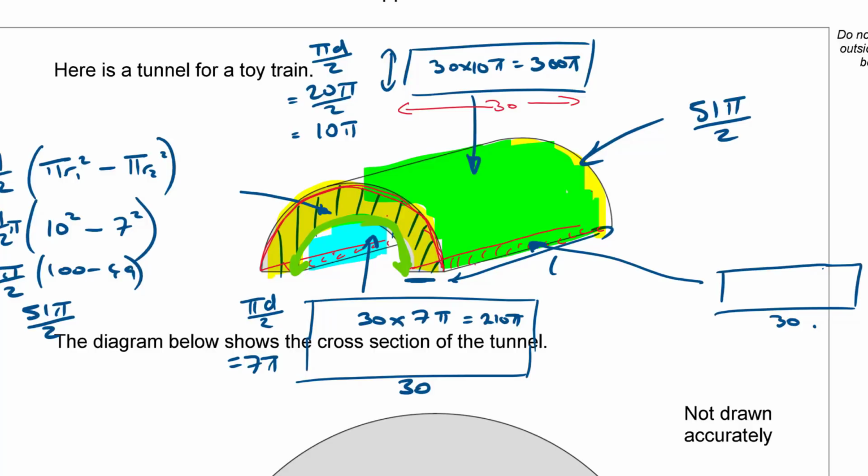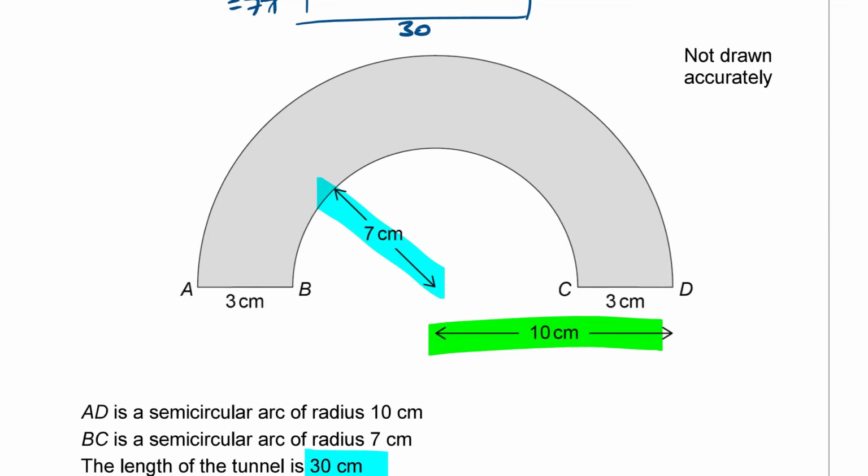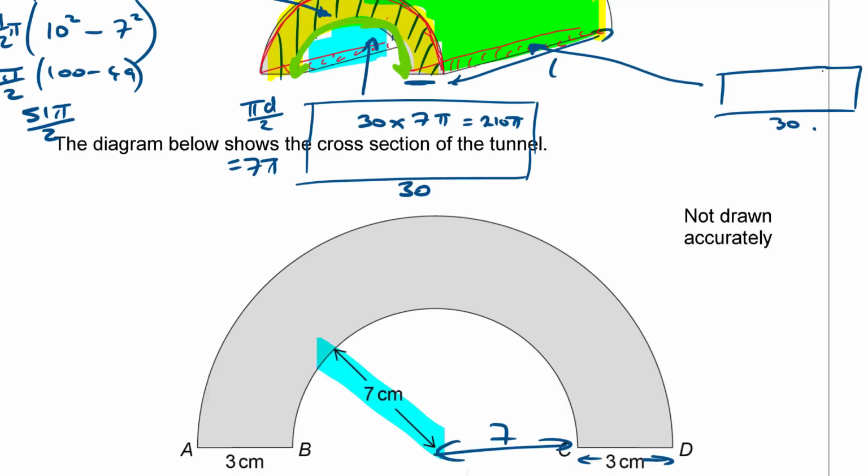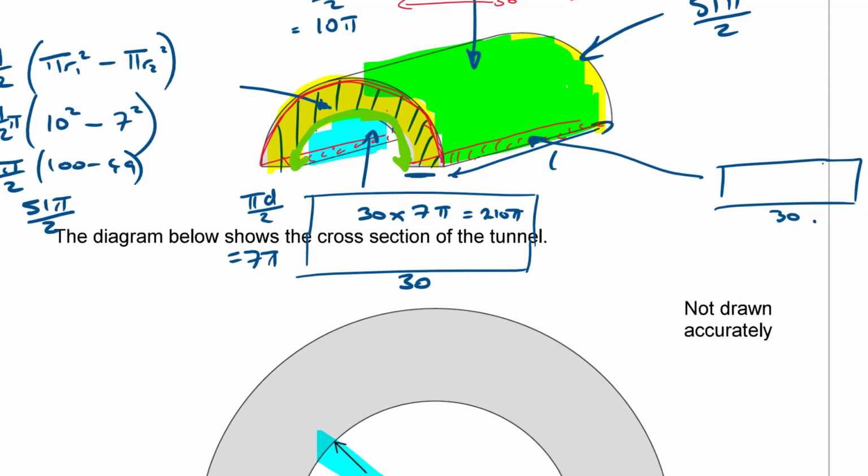Well, I'm doing fine. So okay, it's got to have a length of 30, and what is the width? The width is going to be the difference between these two radiuses, isn't it? From there to there was 7, and from there to there is 10. Oh, it even tells us it's 3. Okay, so it's just going to be 3 times 30. 3 times 30 is 90. No pi's for this one, it's just a rectangle.